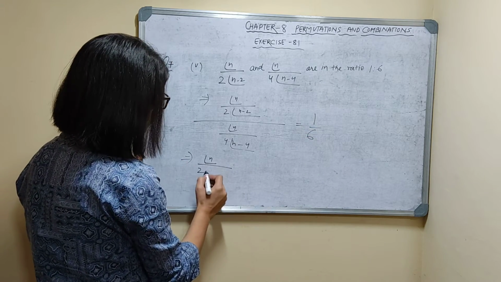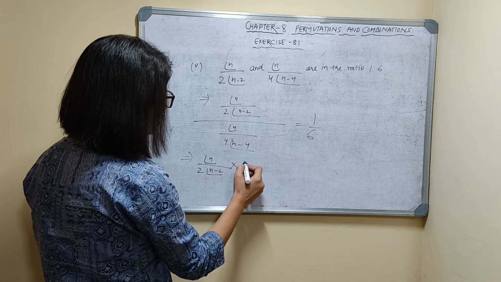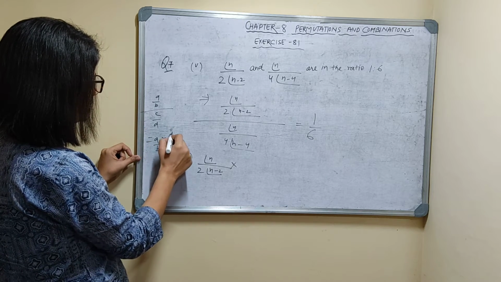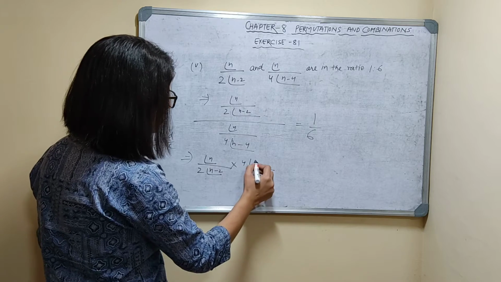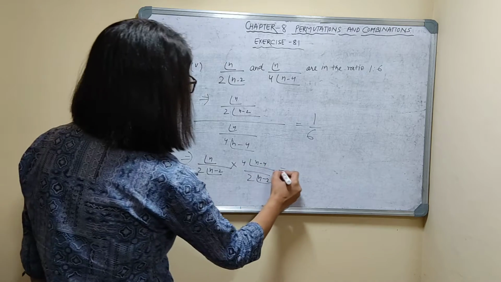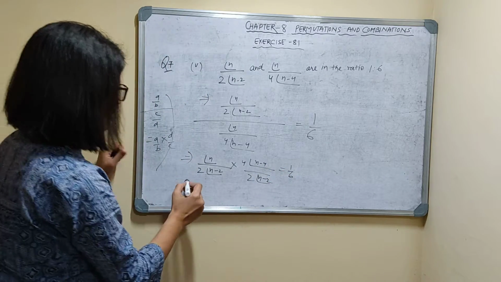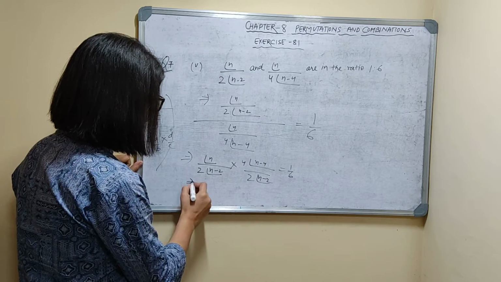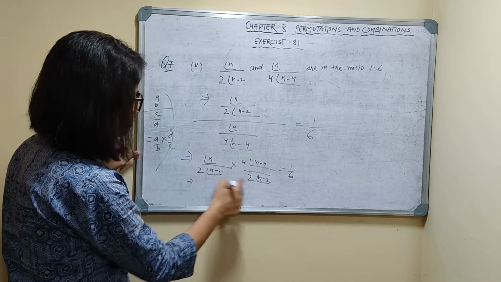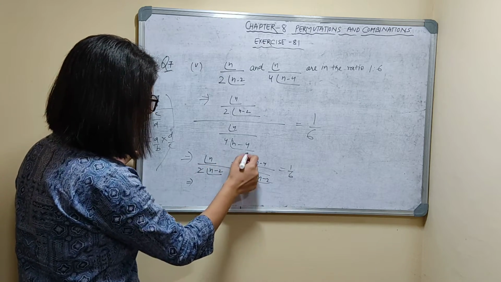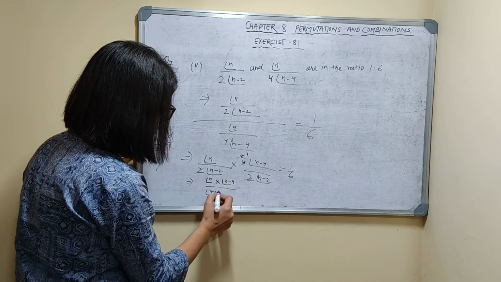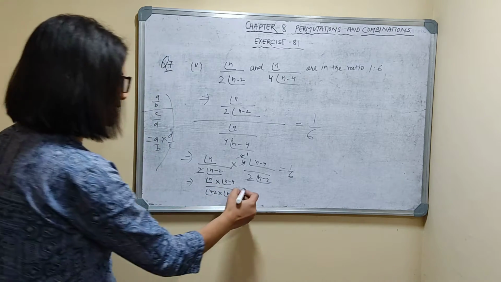So I can write factorial n upon 2 factorial n minus 2 into, it is like this, a upon b upon c upon d. How will you write? A upon b into d upon c. So it will go 4 factorial n minus 4 upon 2 factorial n minus 2 is equal to 1/6. 2 4s are 8... you can see factorial n upon 2 factorial n minus 2, 2 2s are 4, 2 1s are 2. So it is factorial n into factorial n minus 4 upon factorial n minus 2 into factorial n minus 2, is equal to 1/6.